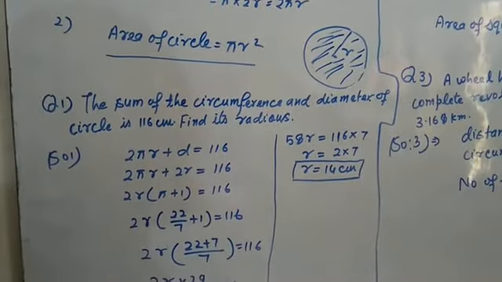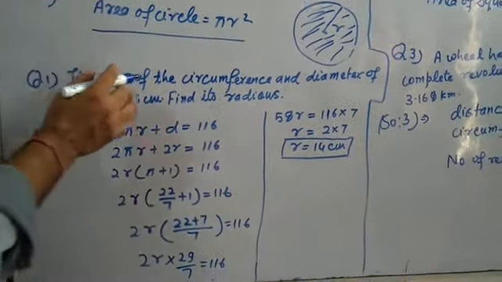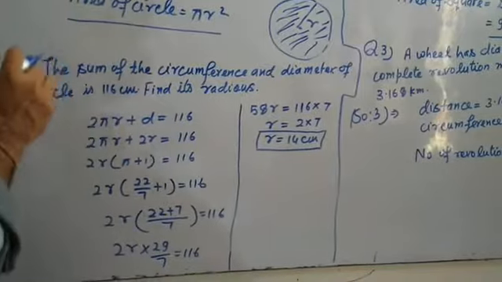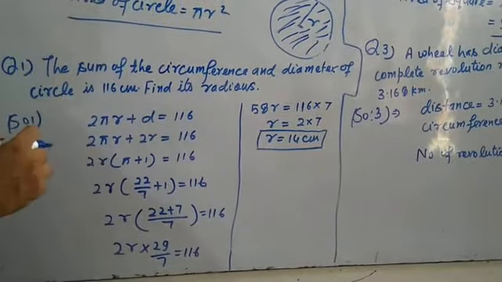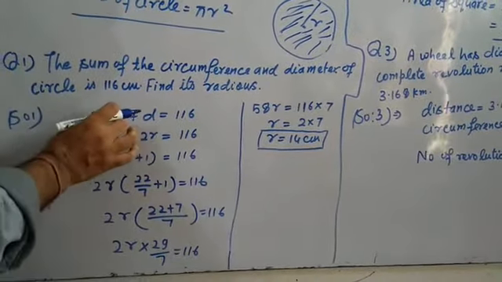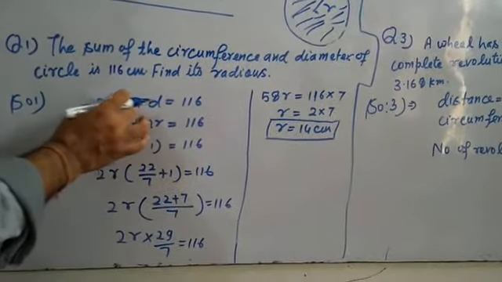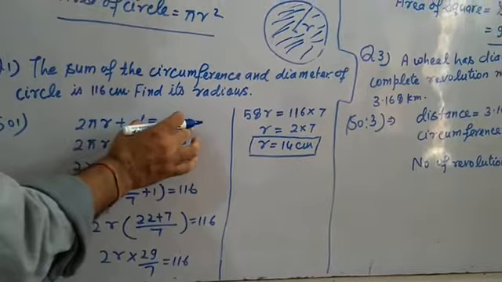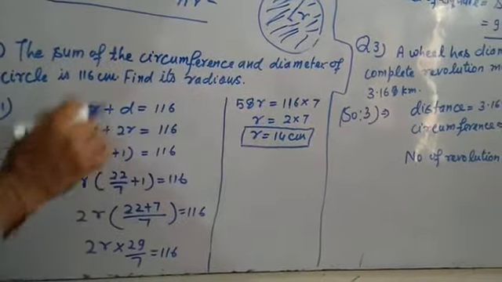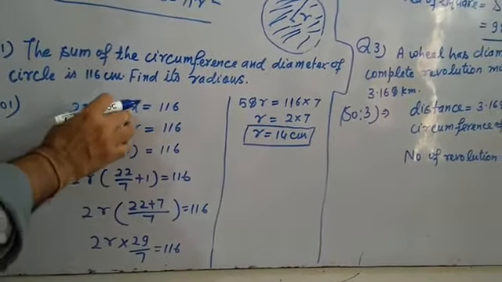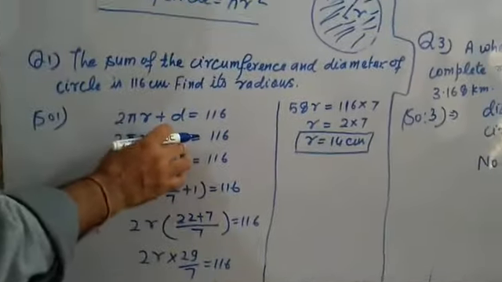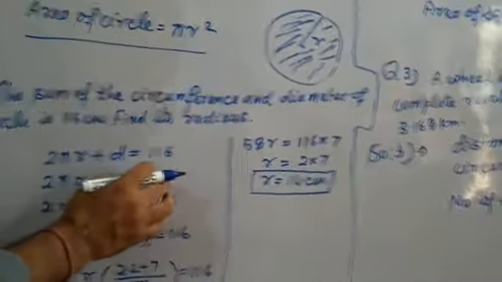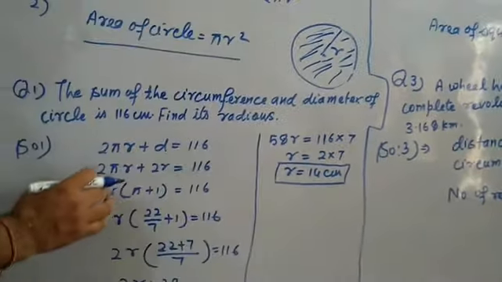Now come on, question 1. The sum of the circumference and the diameter of a circle is 116 centimeter. Find its radius. Circumference of circle plus diameter, that is 2 pi r plus diameter d, equals 116 centimeter. This is the given question. Diameter equals 2 times the radius. Therefore 2 pi r plus 2 r equals 116 centimeter.